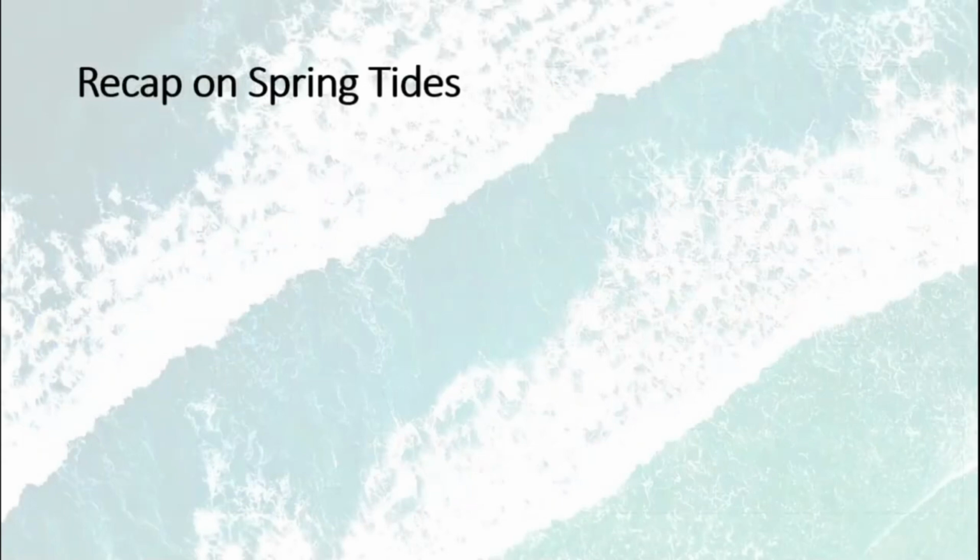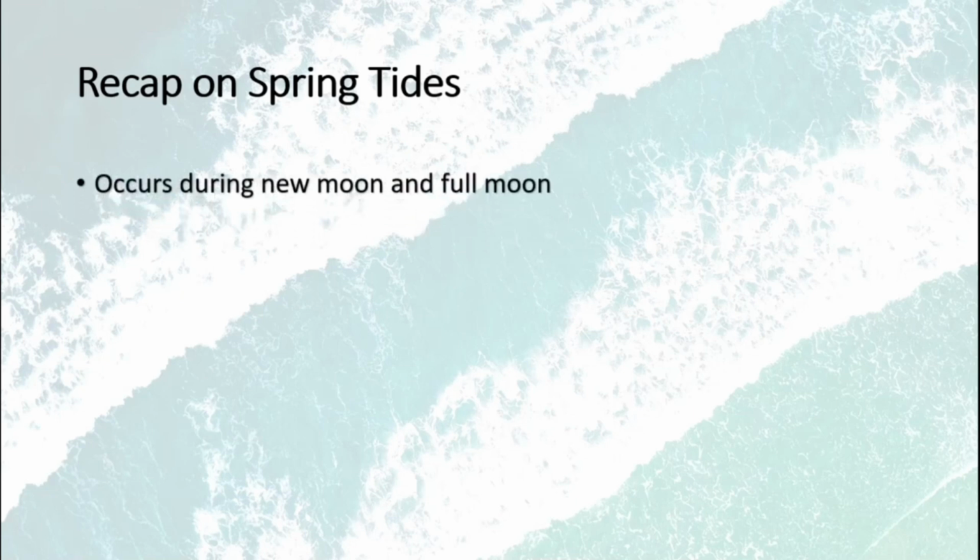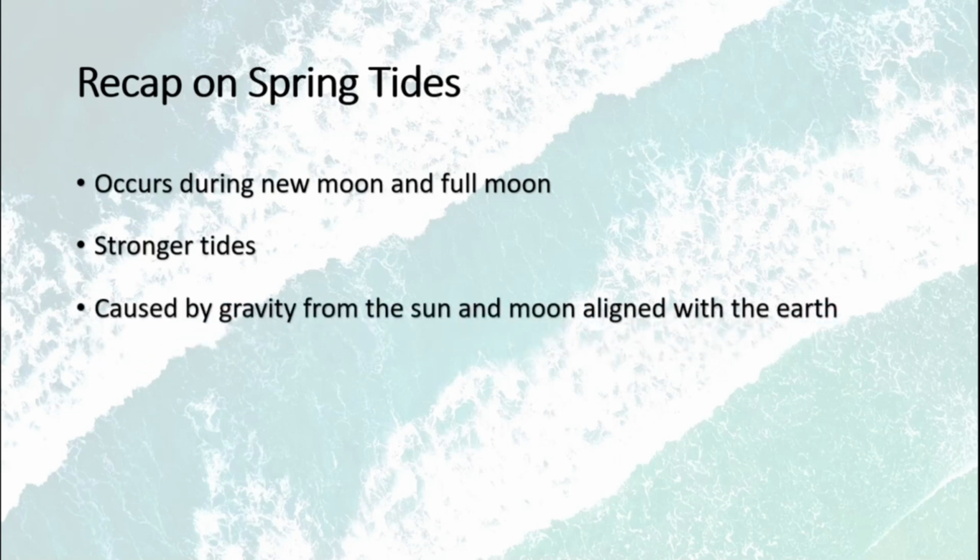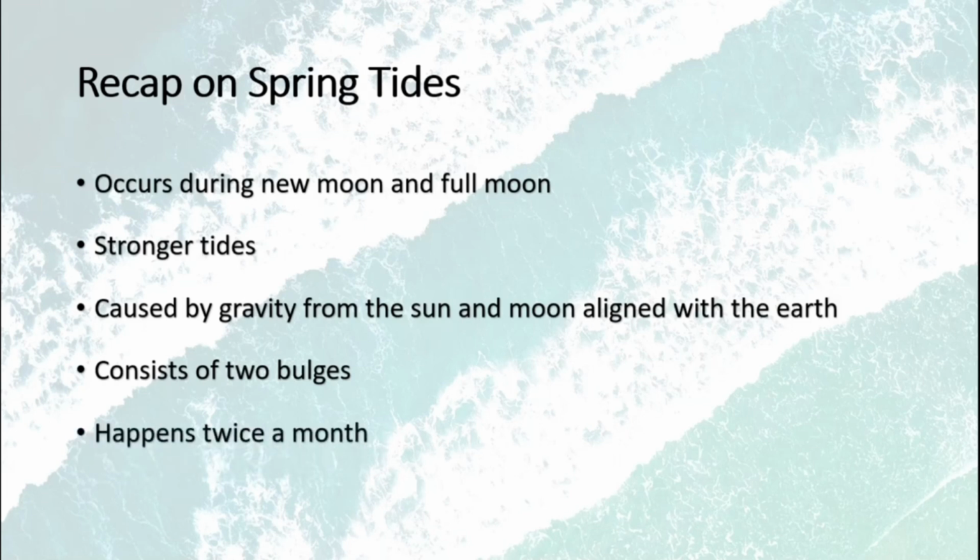That was quite a lot of information on spring tides. Let us briefly recap. Spring tides occur during new moon and full moon. Spring tides are also stronger tides. Remember that we said high tides are higher and low tides are lower during spring tides. This is due to gravity from the Sun and Moon that are added to one another when they are aligned with the Earth. Spring tides also consist of 2 bulges, one of the bulges always facing the Moon and another bulge at the opposite side caused by inertia. Spring tides happen twice a month.